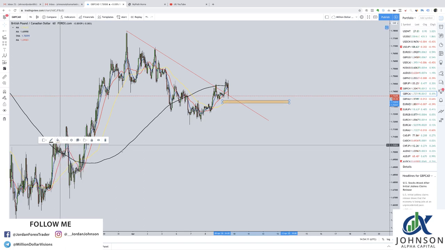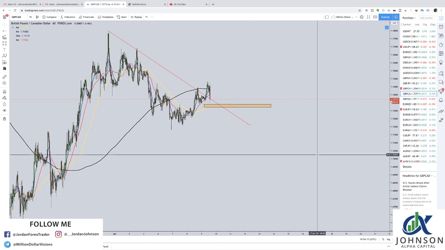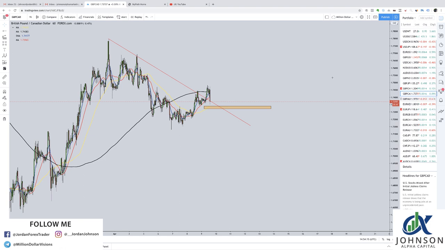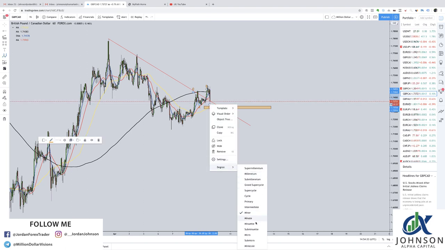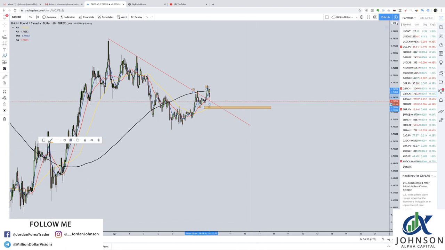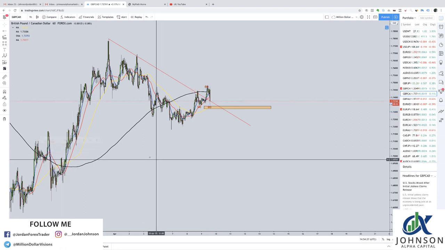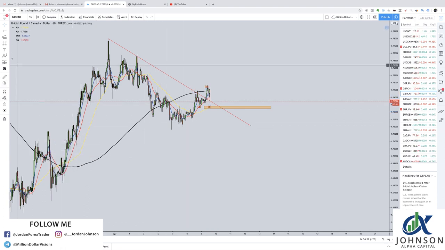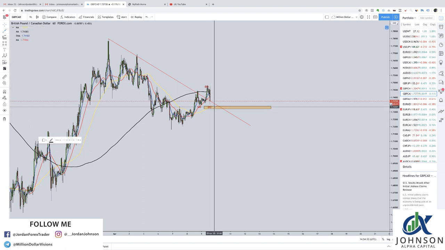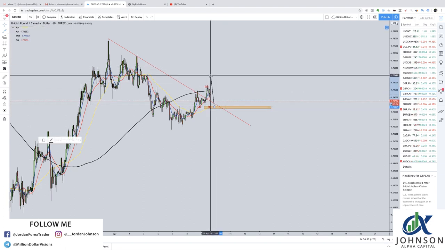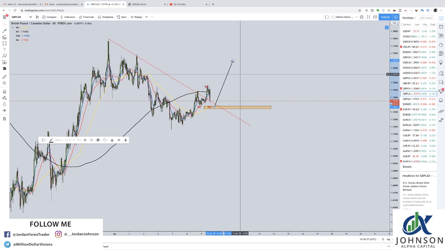I think this is going to be a pretty decent key area of support to see how the market reacts to this. I guess it's kind of new. Yeah. See how we react to this. I do like this pound CAD potential buy setup. See what we get here.